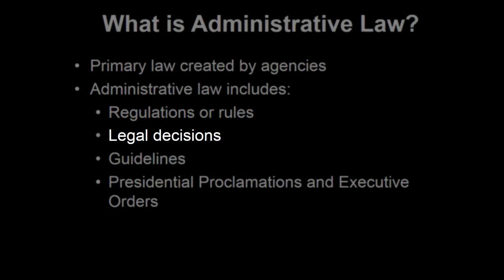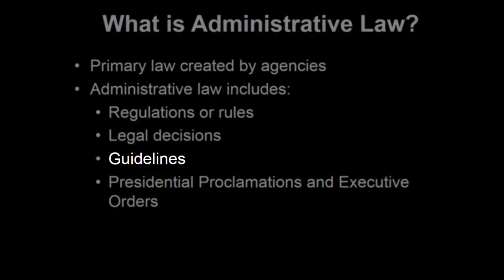Legal decisions resolve disputes arising under the agency regulations. These decisions come from courts or administrative tribunals. For example, the International Trade Commission has the authority to issue exclusion orders keeping allegedly infringing imported goods from entering the U.S. It has a trial-like procedure and issues a court-like decision and order.